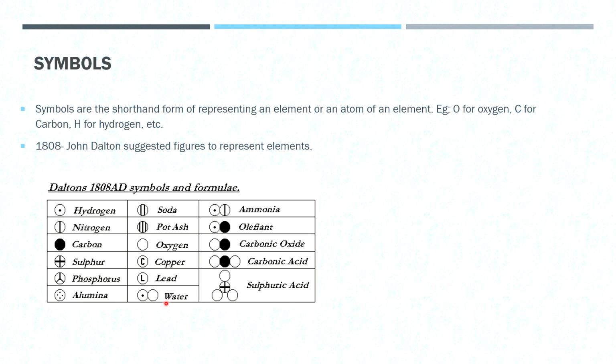Okay. Water. What is the formula of water? It is H2O. Okay. So H means hydrogen in this manner and oxygen. Similarly, ammonia is NH3. So N, nitrogen and hydrogen. Okay.